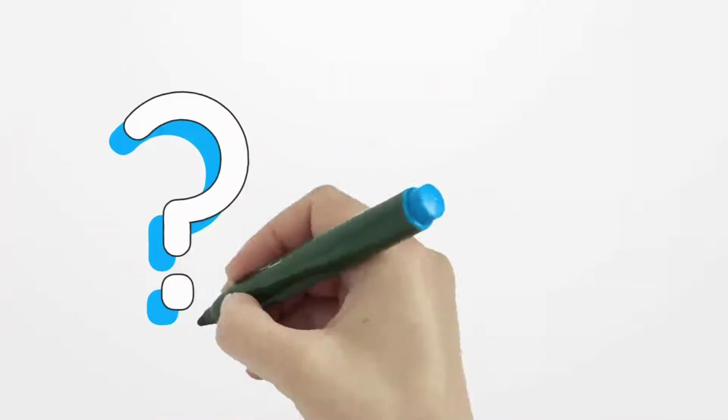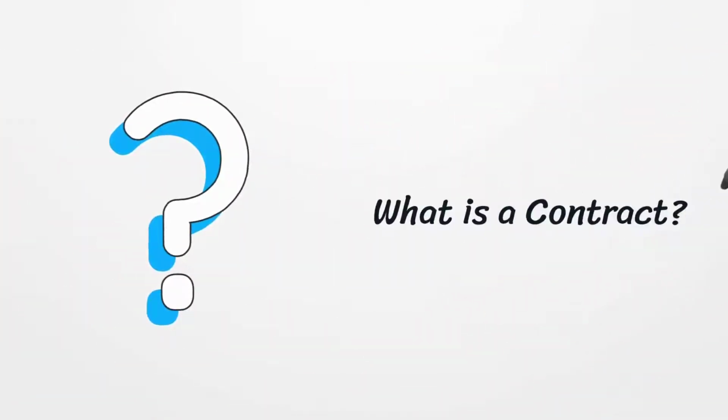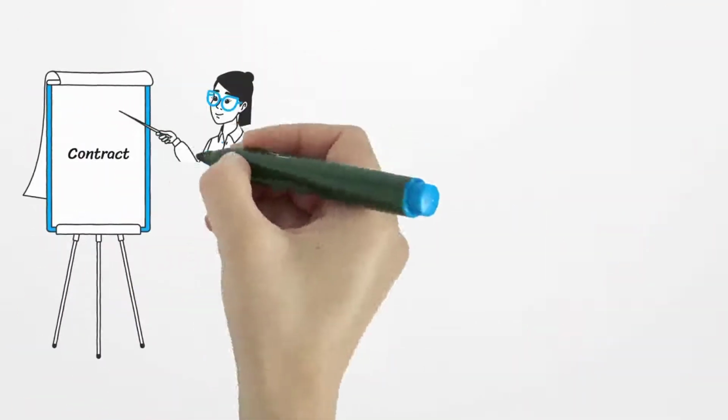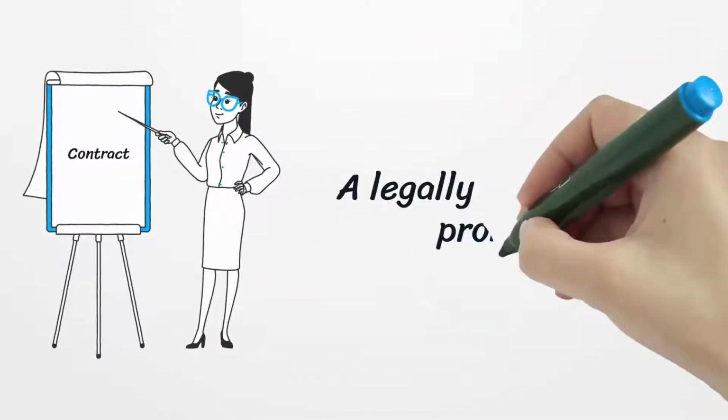So what is a contract? Technically, a contract is nothing more than an agreement between two or more parties. But for the law's sake, we will add a little more to that definition. According to the law, a contract is a legally enforceable promise.